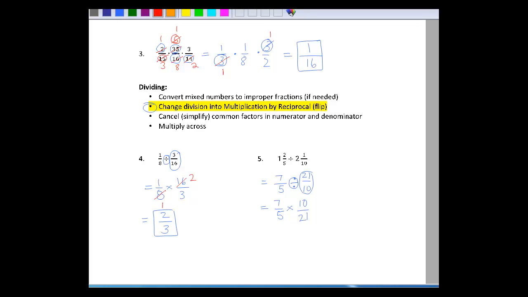Then I'm going to cancel some common factors here. So 7 divides into 7 one time, and 7 divides into 21 3 times. I also have some common factors here. 5 divides into 10 2 times, and 5 divides into 5 one time. So now if I multiply across, 1 times 2 is 2, 1 times 3 is 3. Oh, I got 2/3 again. That's a coincidence. There's a quick review of how to multiply and divide fractions.